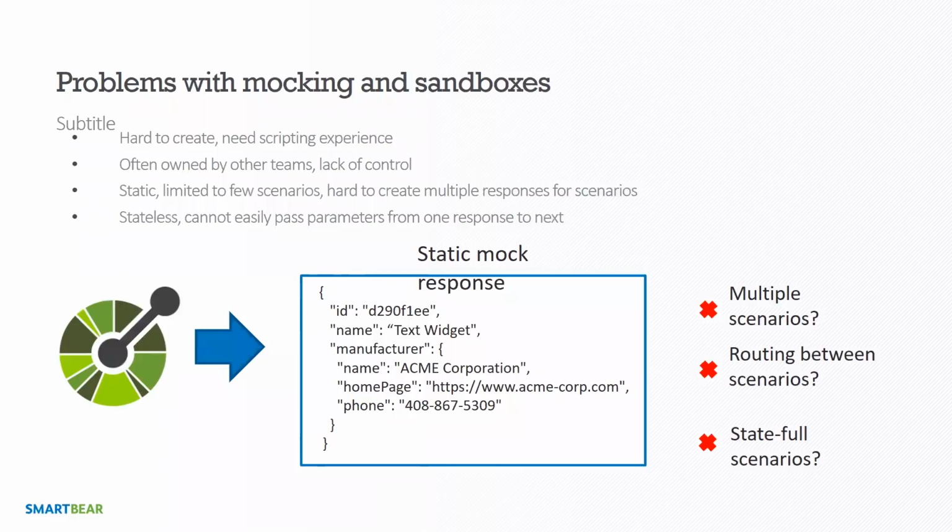Then you run out of time to do it. So yeah, you can't. So mocks and sandboxes, you cannot cover multiple scenarios. It's very hard for you to route between your mocked API and the actual API. So you will have to change the URL in your code or in your testing setup. The URL will have to be changed to point one time to a mock and then later on to an actual API. So it's very hard for you to do because it has to be done manually.